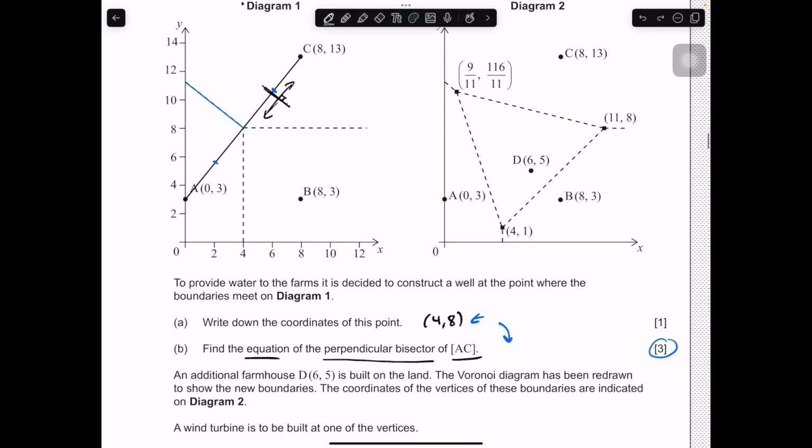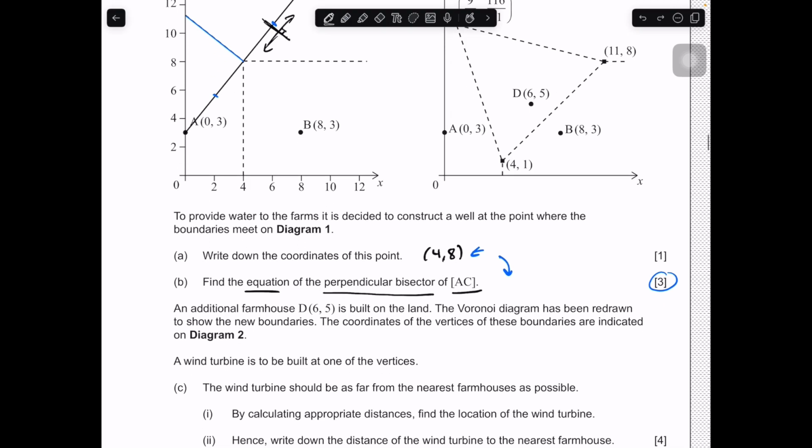An additional farmhouse D at point 6.5 is built on the land. The Voronoi diagram has been redrawn to show the new boundaries. The coordinates of the vertices of these boundaries are indicated on diagram 2. A wind turbine is to be built at one of the vertices.